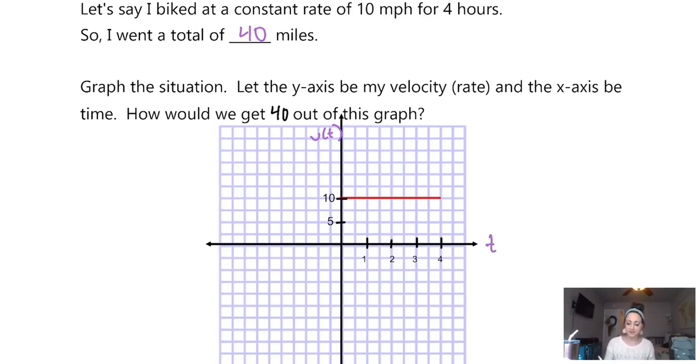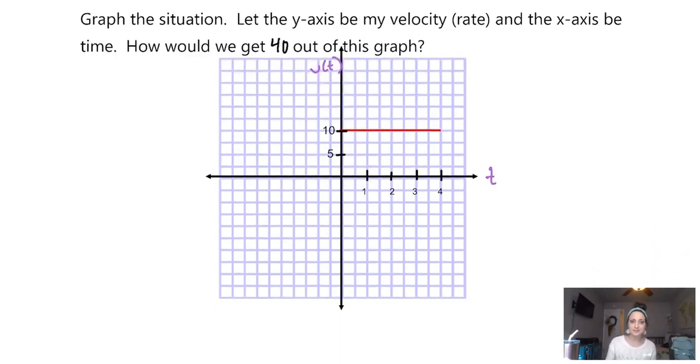So how can I get 40 out of this graph? Well, let's take a look here. If I connect, again, my function to the x-axis, and then take the area between my function and the x-axis, then I would get 10 times 4, which is 40, right?